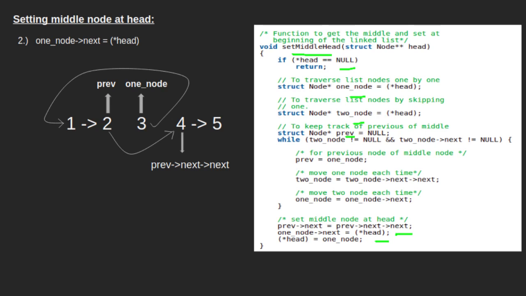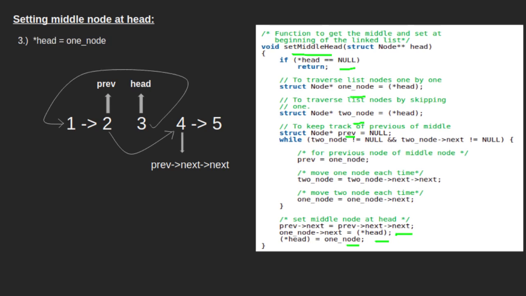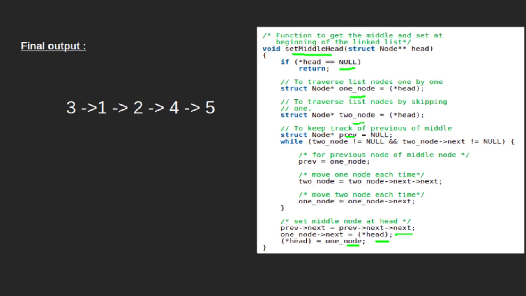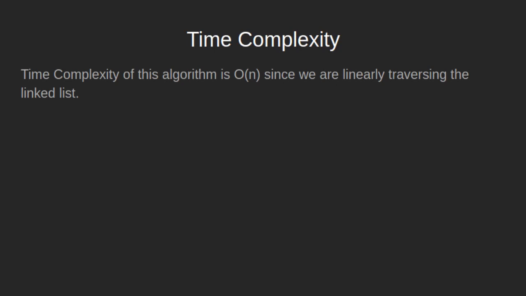Final step is to make middle node as head node. After this step, head will point to 3. This makes middle node as head node of the linked list. So our final output will be 3, 1, 2, 4, 5. Time complexity of this algorithm is O(n) since we are linearly traversing the linked list.